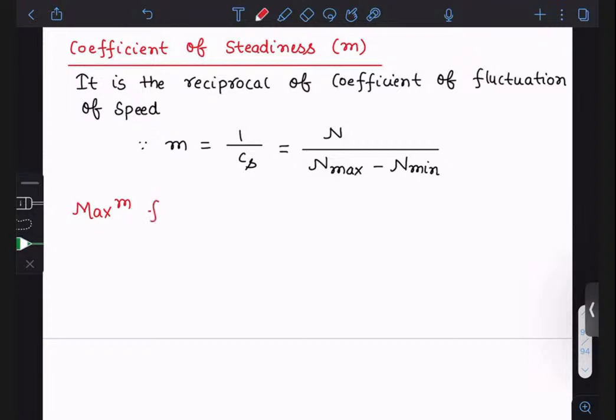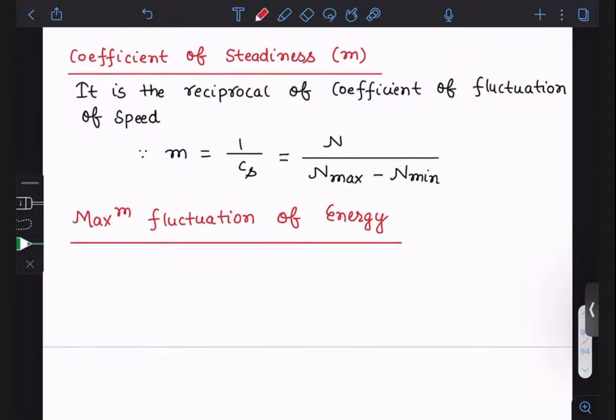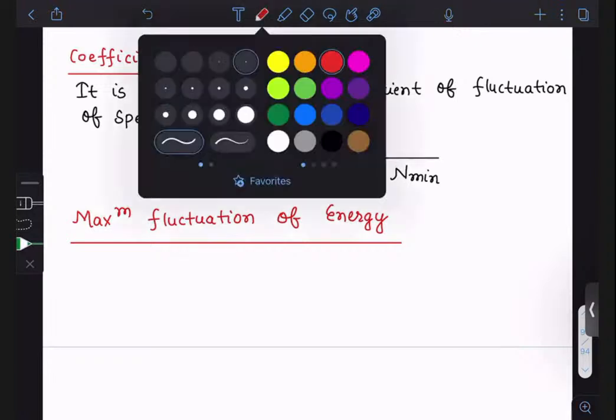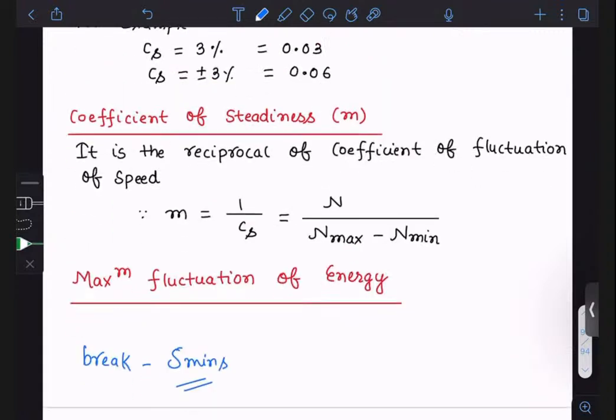Maximum fluctuation of energy. That is an important topic, that I am going to discuss. Very, very important topic. So I'm going to finish it today and problems tomorrow. So let's take a break of 5 minutes, then I'm going to start this, right? Maximum fluctuation of energy, this is the topic. Let's start, everyone.